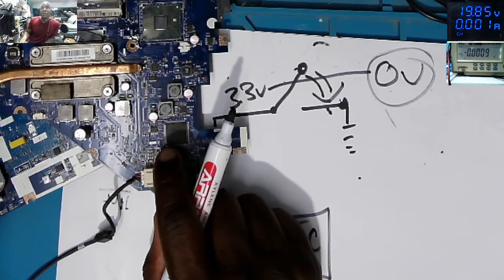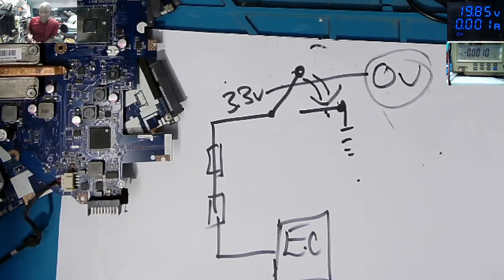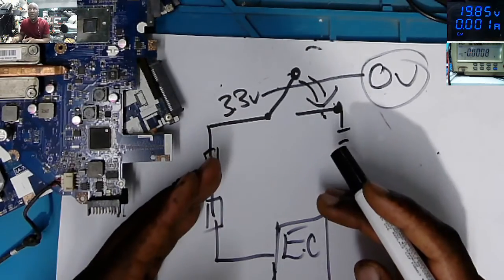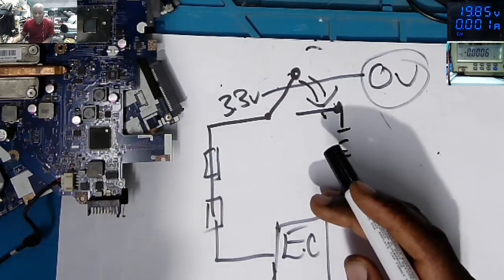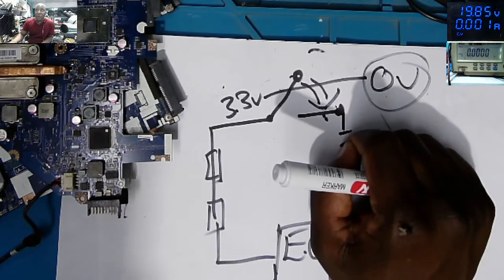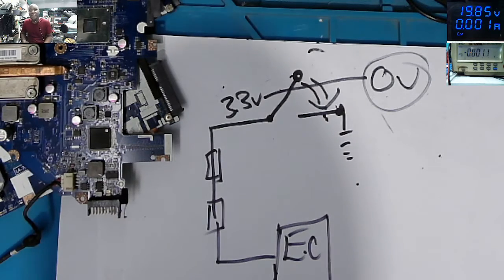That is another way to check. Or you can check with the charger. Check with the charger. You have 19, you have 3.3. Check to see if you have charging light. You press the power on button, it's not turning on. Check to see if you have charging light. If you have charging light, maybe you have a different issue.